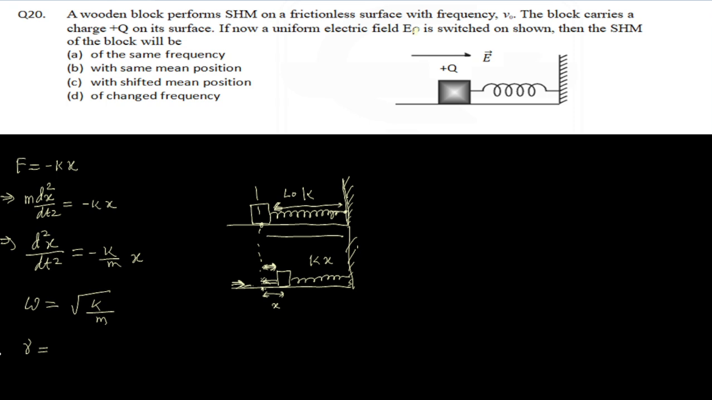Omega by 2 pi. Linear frequency nu will be, in this case it is written nu naught in the question, so nu naught equals omega by 2 pi. So for the first case, without applying an electric field, the frequency of the oscillations will be 1 by 2 pi under root of k divided by m.